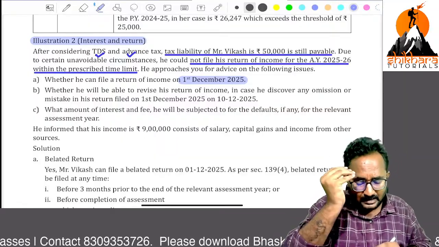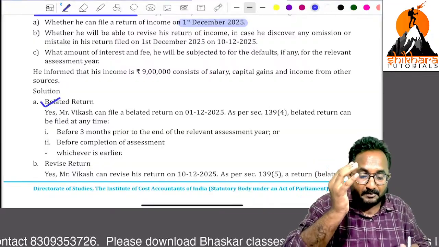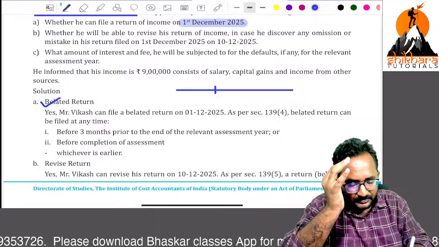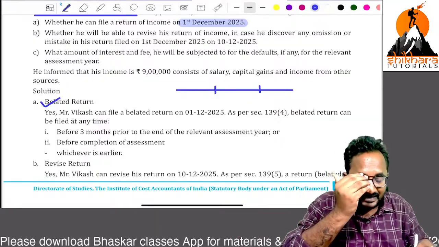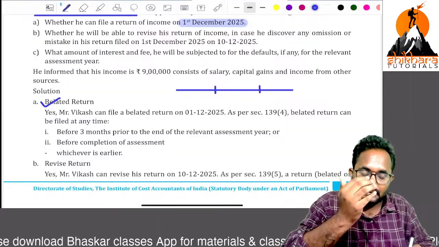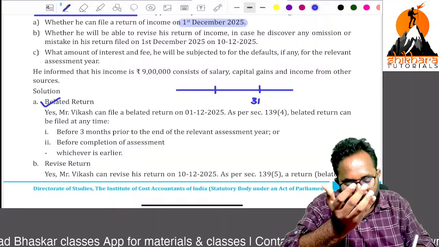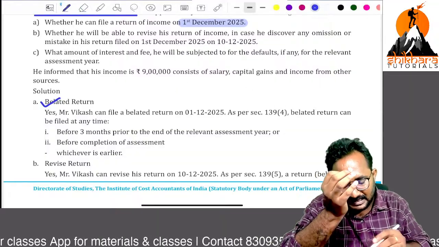Yes, he can file a belated return. That is the concept of a belated return. It can be filed before two things: assessment completion or 31st December of the assessment year, that is, 3 months prior to the end of the relevant assessment year. On any date, whichever of the two is earlier, you can file the belated return.